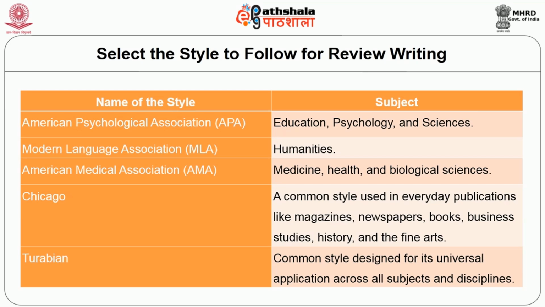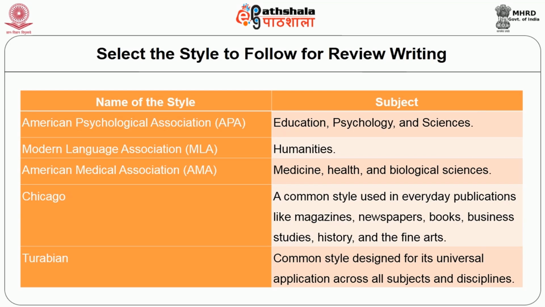This is based upon the subjects. The first style is American Psychological Association style, which includes education, psychology and science subjects. The next one is Modern Language Association style, which is followed by studies in humanities. The next style is American Medical Association style, wherein medical, health and biological studies are quoted.